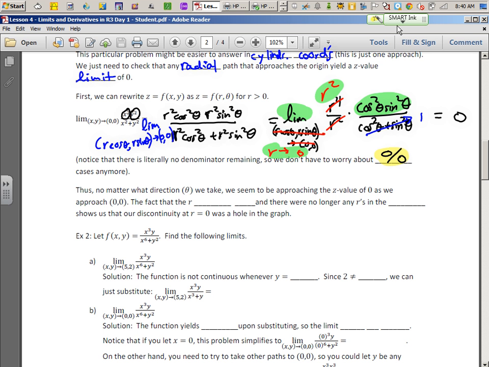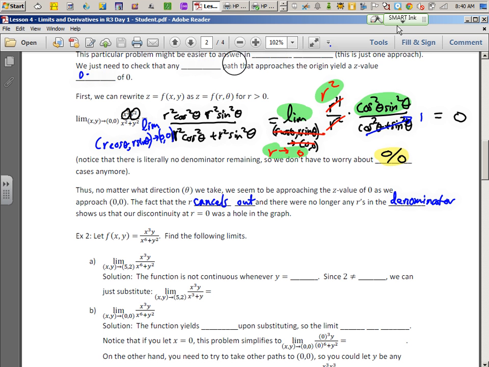So no matter what direction we take, we seem to be approaching the z value of 0 as we approach x equals 0 and y equals 0. The fact that the r cancels out of the denominator, and there's no longer any r's in the denominator, shows us our discontinuity was a hole. It's just like Cartesian world in 2D, when that root on the bottom goes away, you know it's a hole, right?